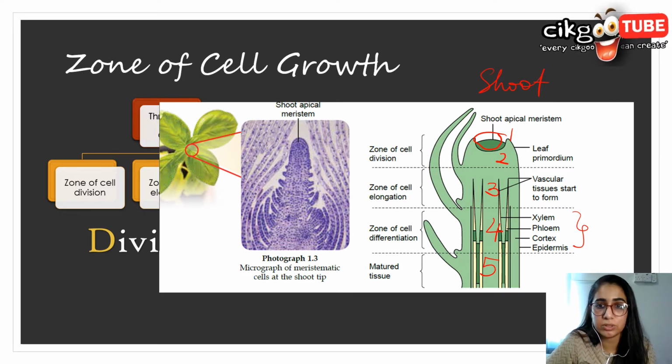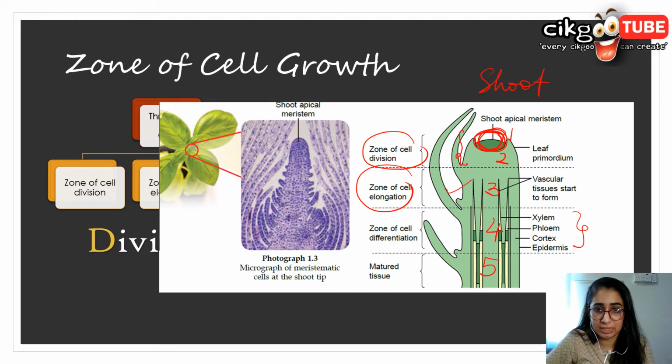So we have 1, 2, 3, 4, 5. So don't get confused with the zone. Most students like to put only this as the zone of cell division. No, this whole thing is the zone of cell division. Then comes elongation, differentiation, and mature tissue. I'll put another picture for you.